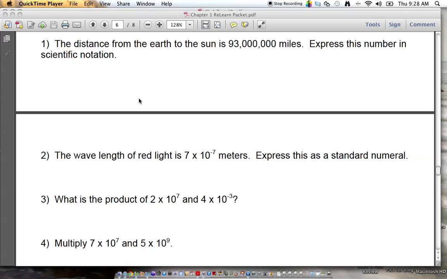So the first question says the distance from the Earth to the Sun is 93 million miles. Express this number in scientific notation. On your paper, very quickly, write what you think the answer is. And in about 20 seconds, I'll put it up.